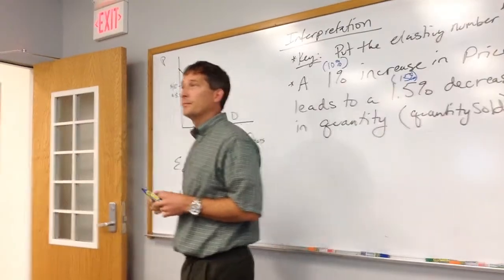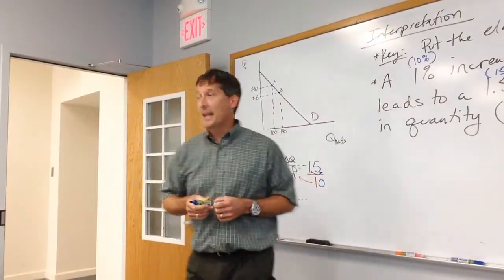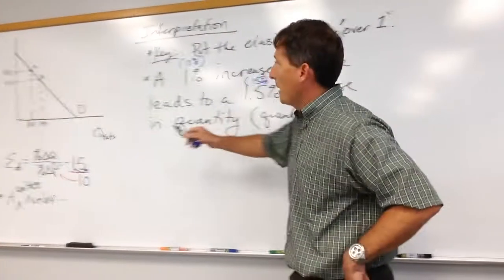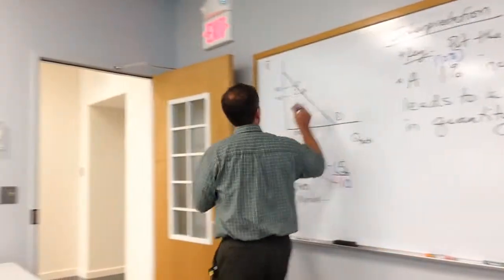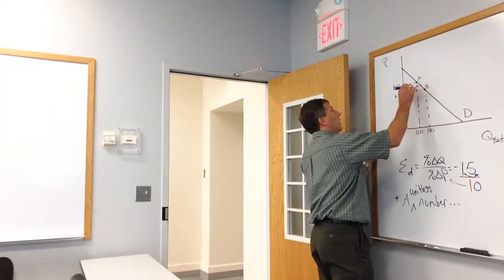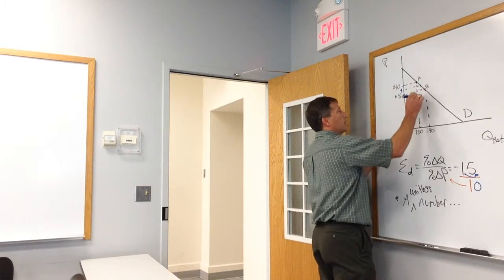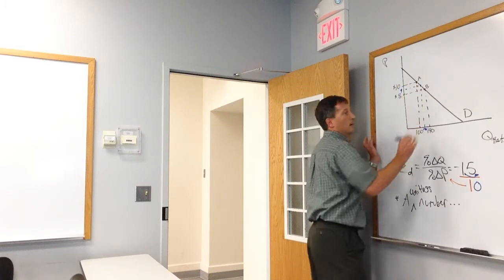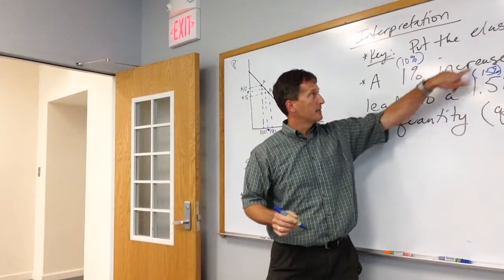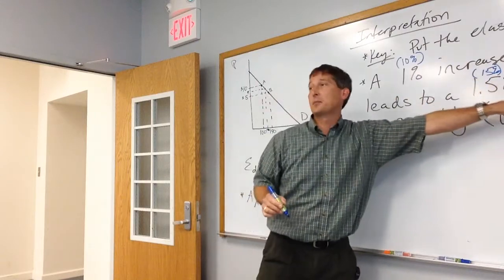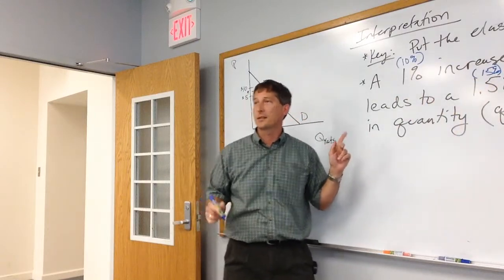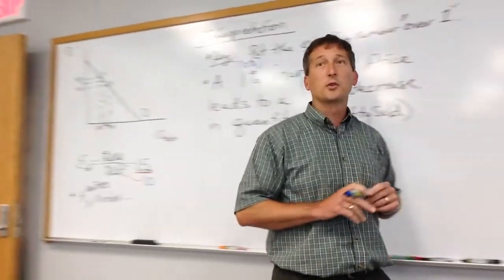Yeah? Does it work the other way? Yes. So that's why we took it as the average when we calculated it. So a 1% decrease in price leads to a 1.5% increase in quantity. Yes. So you can work those both ways.